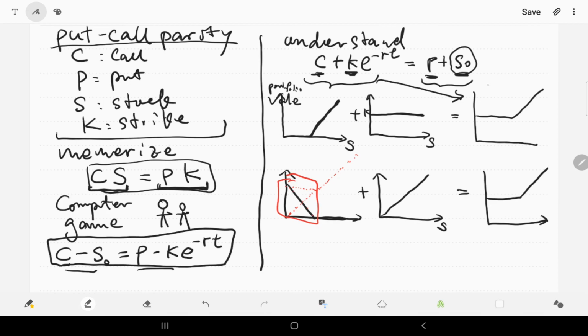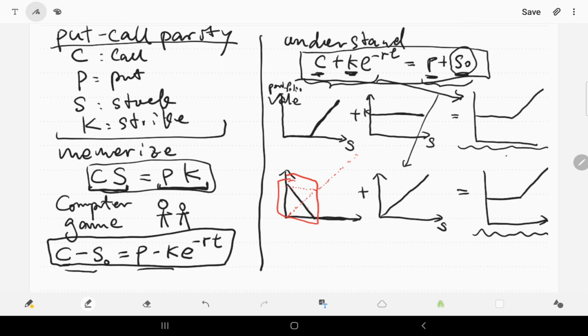So that is how I understand it. On the right hand side the payoff is like this, and on the left hand side the payoff is like this. So these two are equal. You see, the payoffs are the same, so the present value should be the same. That is how I understand the put-call parity in another way.